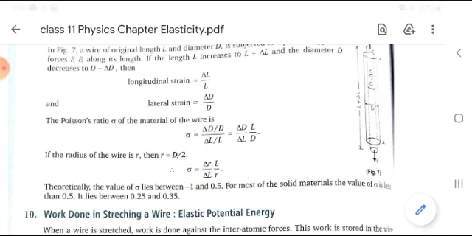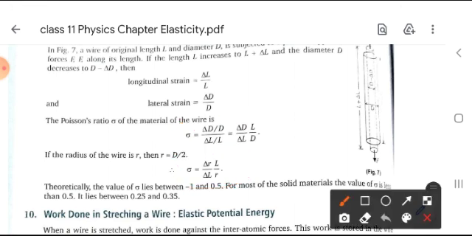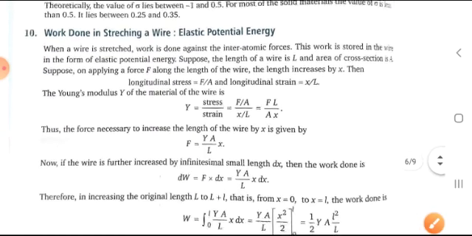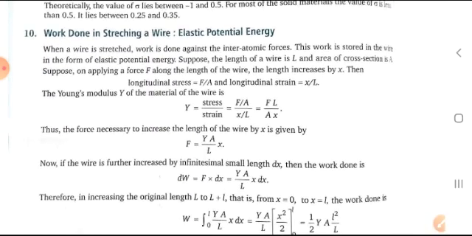What is the value of Poisson ratio for solids? This value is situated between -1 to 0.5 for most of the solids. For most materials, it lies between 0.25 to 0.35. Okay, so now moving forward, next topic is work done in stretching a wire, that is called elastic potential energy.